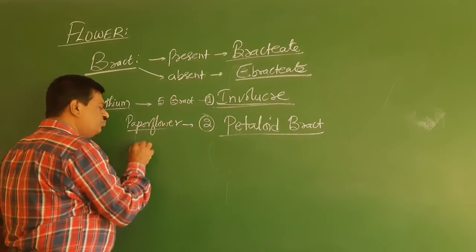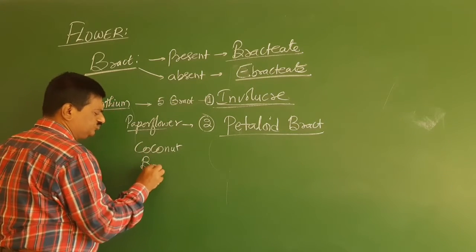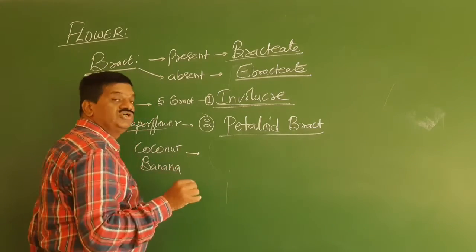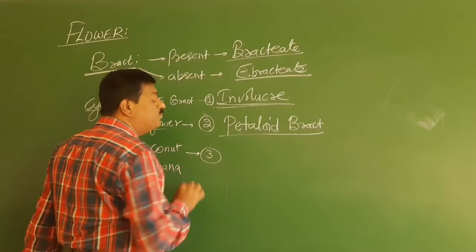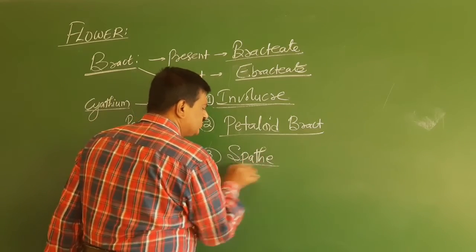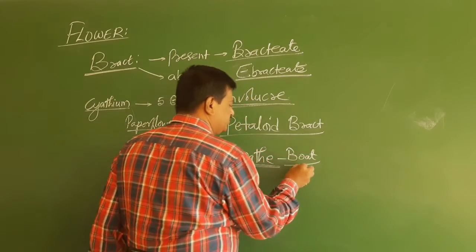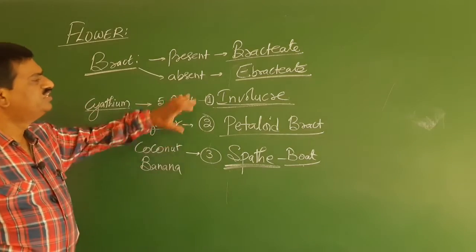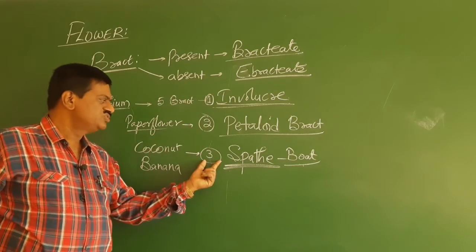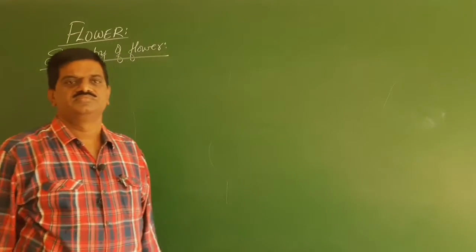Next, when we go for coconut or banana, the bract is fused to form a boat shape, hence it is called a spathe. So spathe is nothing but a boat-shaped bract. Hence there are 3 different types of bracts: involucre of bracts, petaloid bracts, and spathe. All these are different types of bracts.